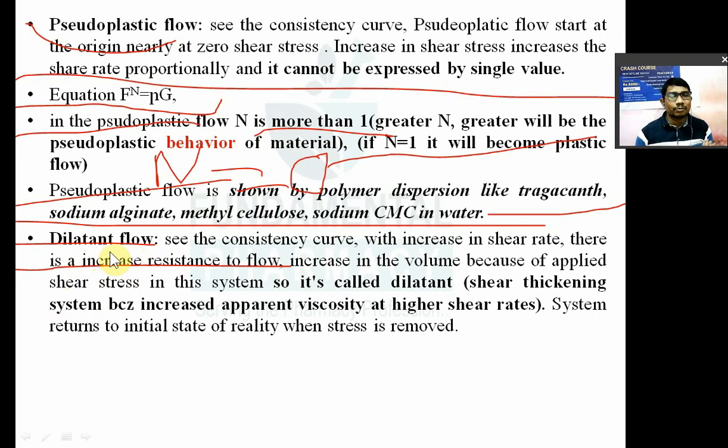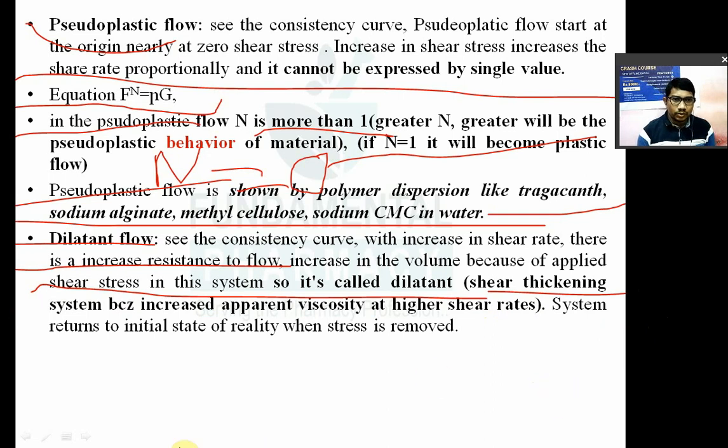But in the case of a material showing dilatant flow, if you apply stress, there is an increase in the viscosity or volume. That's why it is known as a shear thickening system. If you apply stress, there is an increase in volume because of the applied stress. That's why they call it a dilatant or shear thickening system. A question also comes on this: which one is shear thinning and which one is shear thickening.